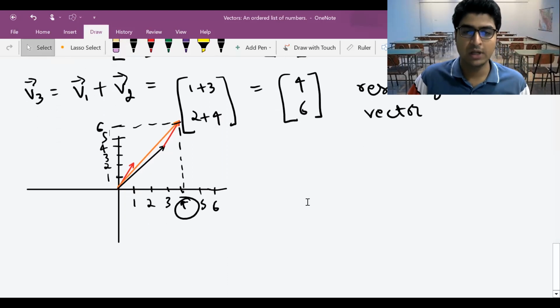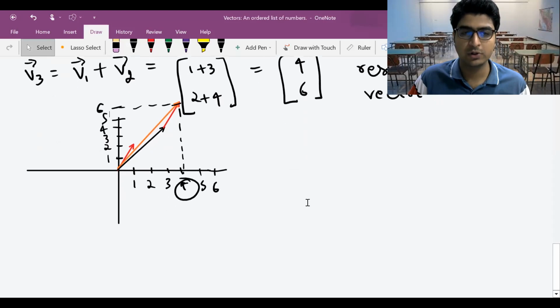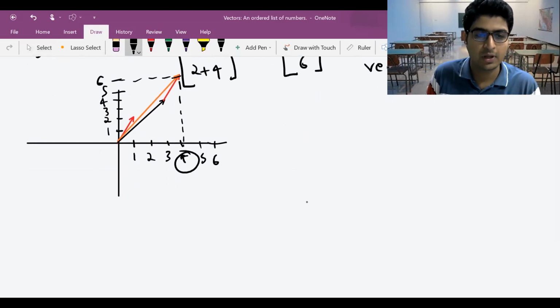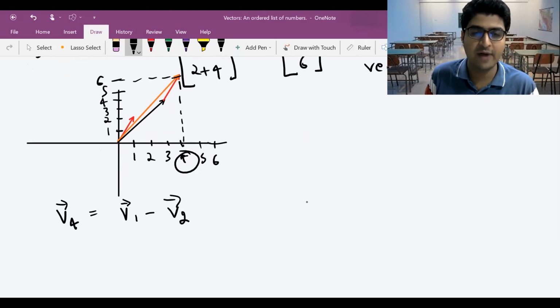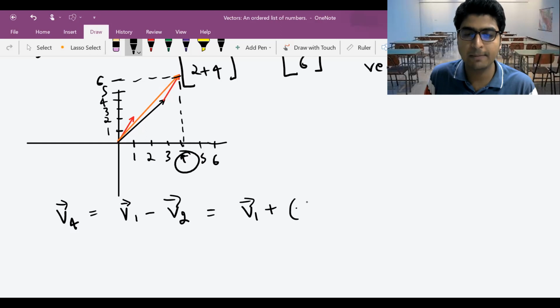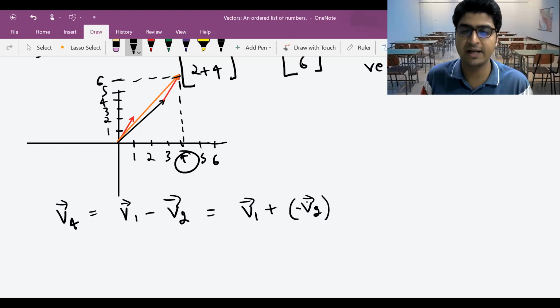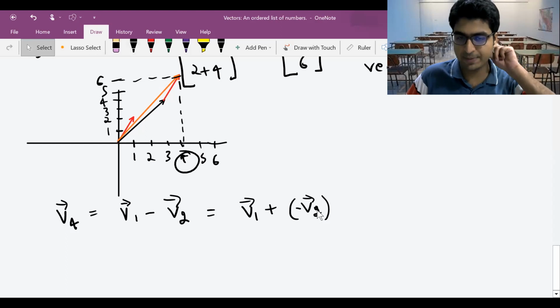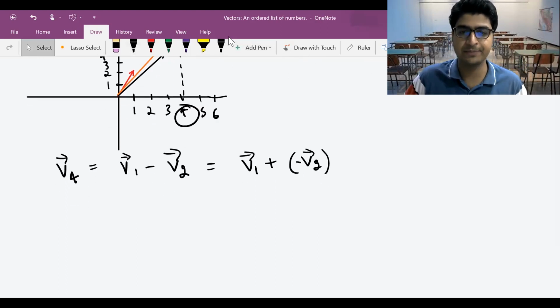All right. Now, what about the subtraction of two vectors? Suppose that V4 is vector 1 minus vector 2. Vector subtraction is nothing but addition of the V1 vector and the minus of the V2 vector. So we need to know what happens if I multiply a vector with -1. We need to check that.